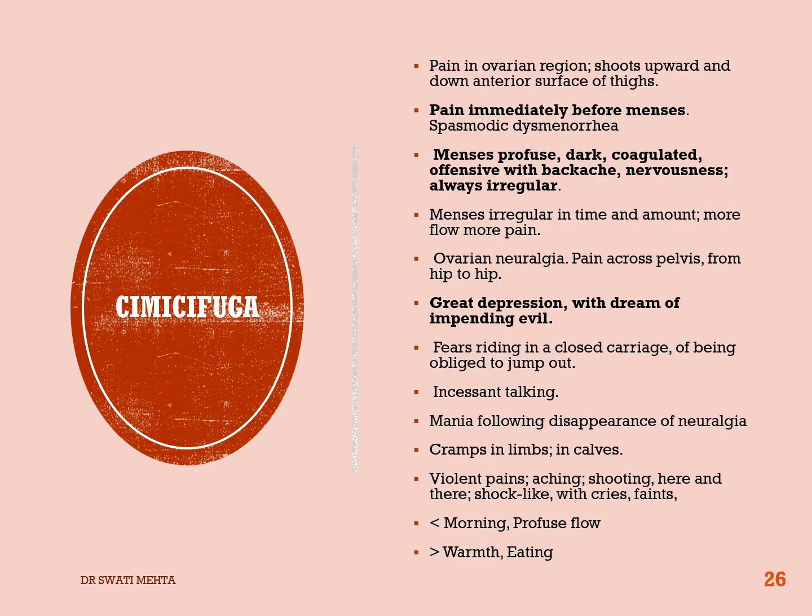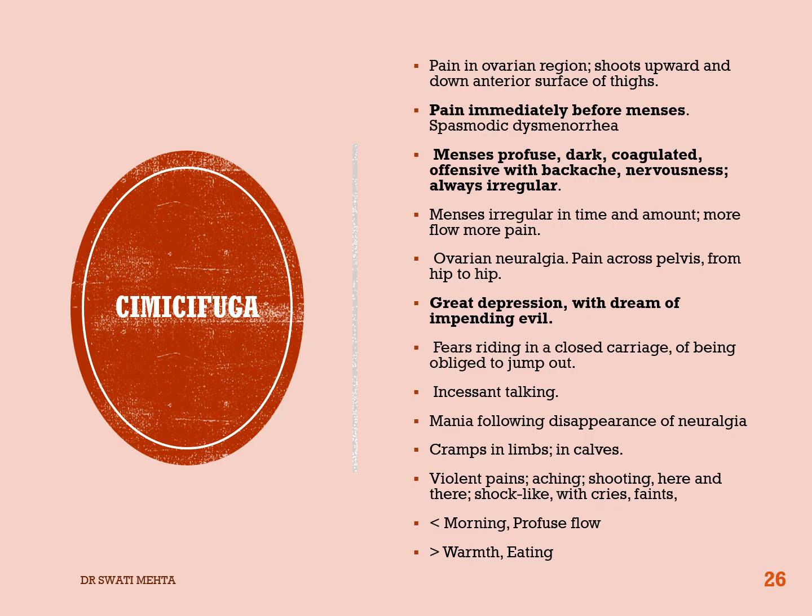Cimicifuga is indicated when dysmenorrhea is associated with ovarian neuralgia and marked nervous symptoms. Pain radiates across the pelvis and down to the thighs. Menses are dark, offensive, profuse, and irregular. The patient is depressed, fearful, talkative, and experiences a constant sense of impending doom. The patient has great depression with dreams of impending evil. So the patient always feels that some evil is there and that causes this type of pain or disease condition in her body.